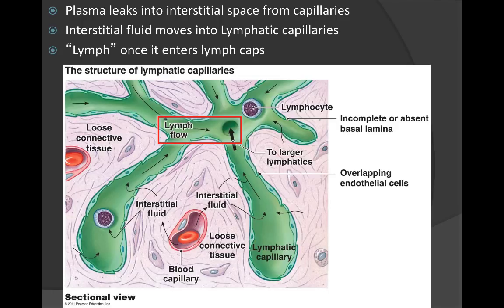You can think of this system as an internal bath for your body. That interstitial fluid is going to pick up waste, debris, or pathogens and bring it into the lymphatic circulation. Anything foreign will get removed or initiate an immune response.